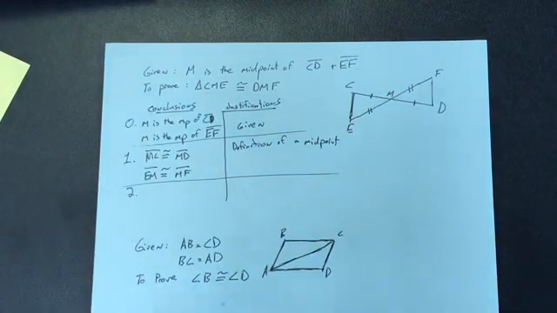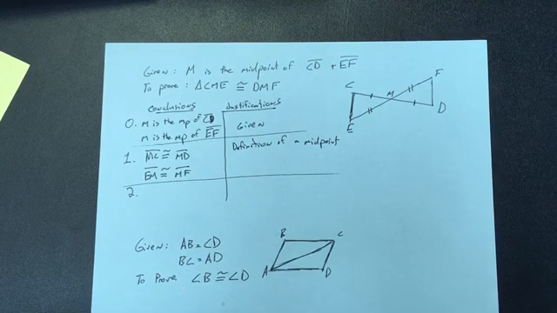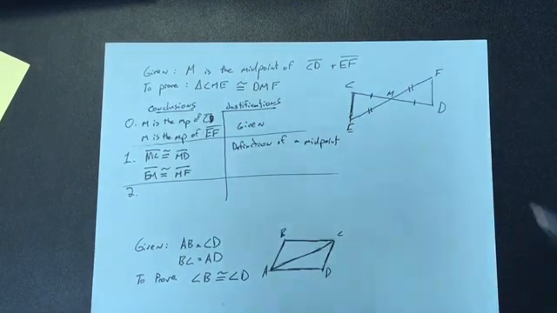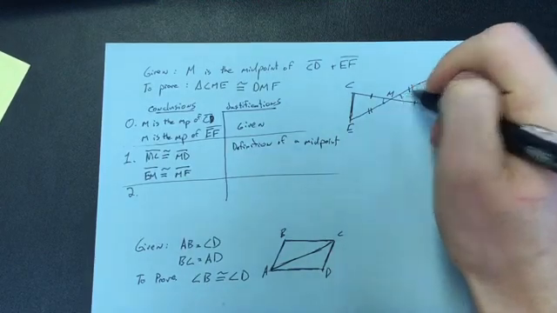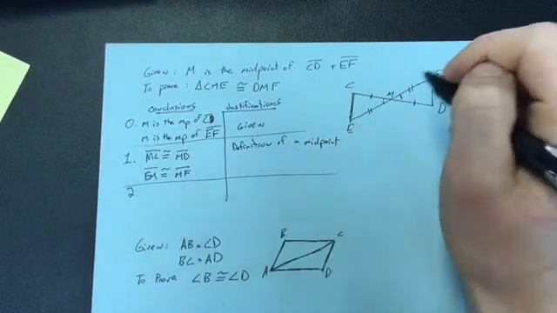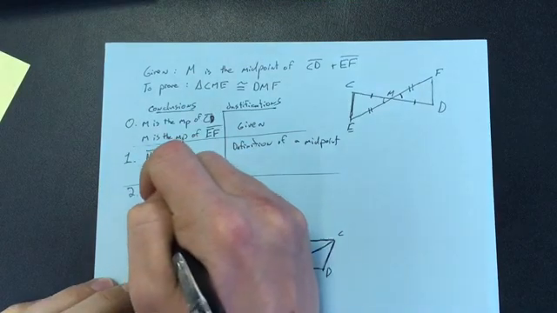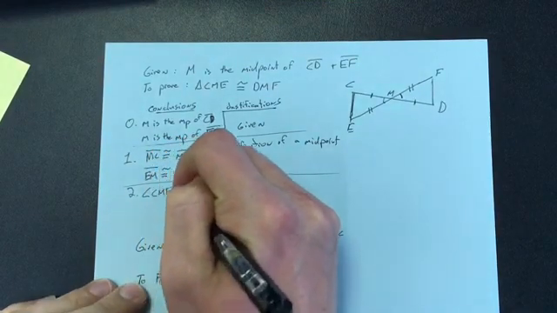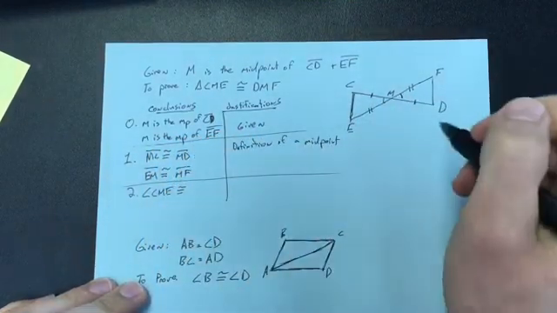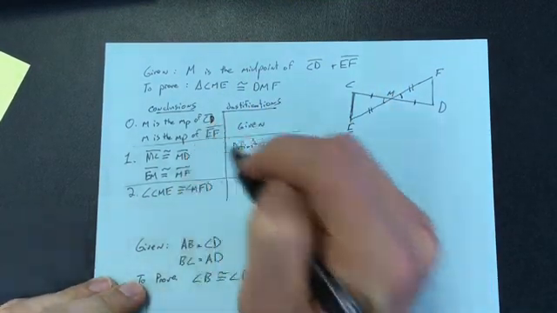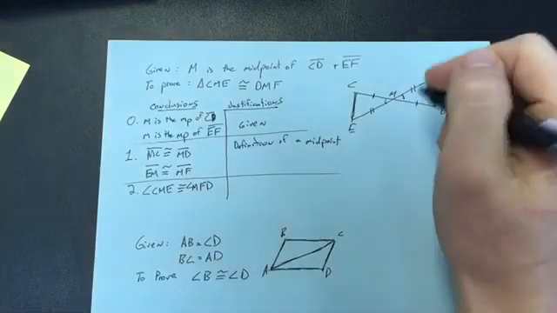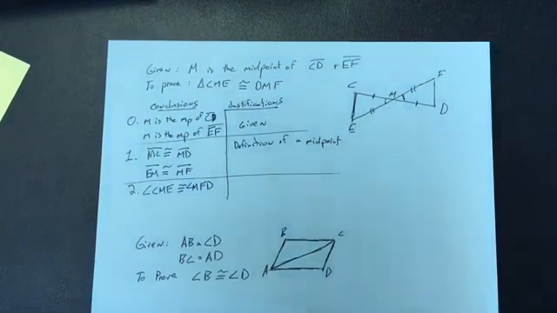So here I would like to use the side angle side triangle congruence theorem, but I can't yet because I don't have an angle. So let's see if there's a way that I can prove that this angle is congruent to this angle. Angle CME is congruent to angle MFD. Is there a way for me to prove that those things are true? How do I justify that statement?